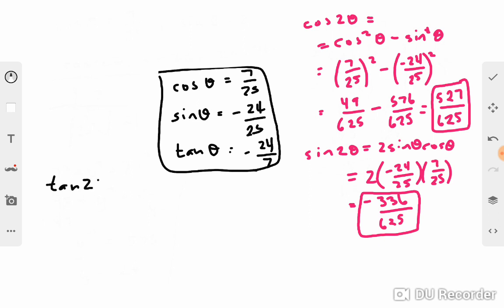So we're going to do tangent of 2 theta now, and looking back at our formula, it's 2 tangent theta over 1 minus tangent theta squared. So 2 tangent theta over 1 minus tangent squared theta.